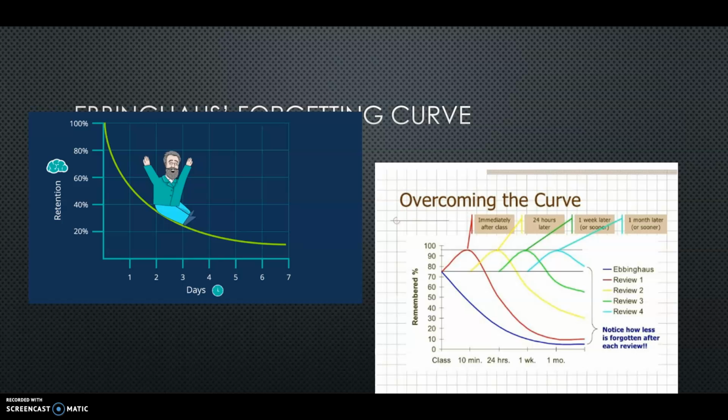So let's say you have 100% information from chapter 1 right after you're done reading it. If you wait 1 day to review it, you only know about 55% of that information. If you go 7 days out, man, you only know about 15% of that information. But if you look at the chart on the right, it shows you how you can overcome that by how many times you review.